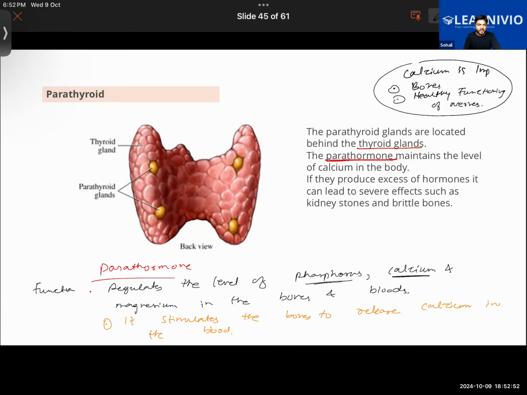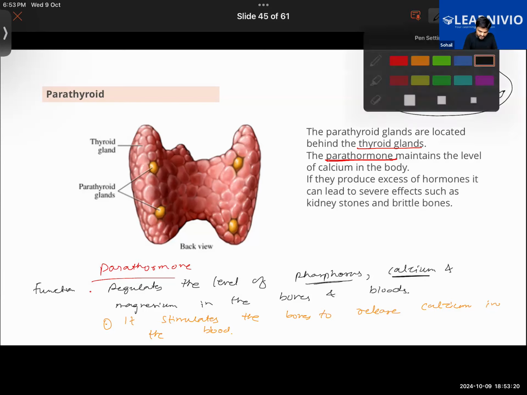Now there is some problem also associated with this hormone. If it is secreted in excess amount, if it is produced in extra quantity, then it can lead to several problems like kidney stones and brittle bones. Brittle, you understand this term? Brittle is the property because of which something can be broken into different pieces.